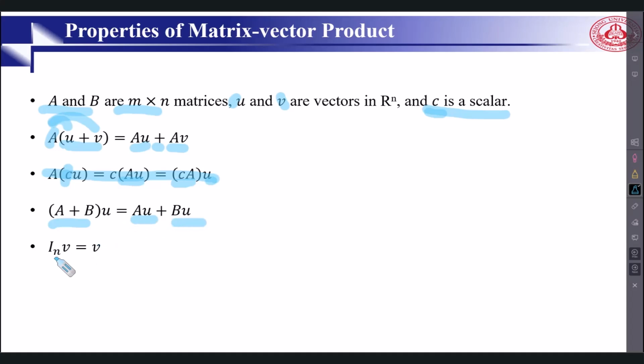And the last one is the identity matrix. This is In times v is always equal to v, right? These are the properties.